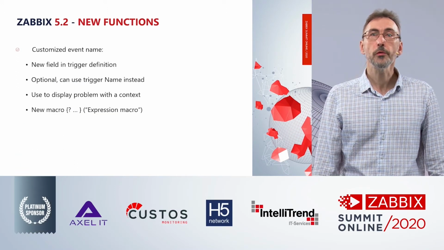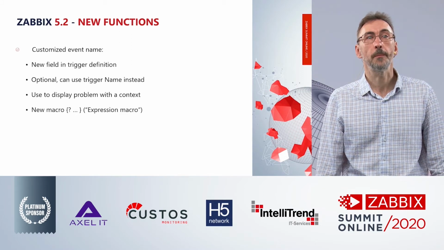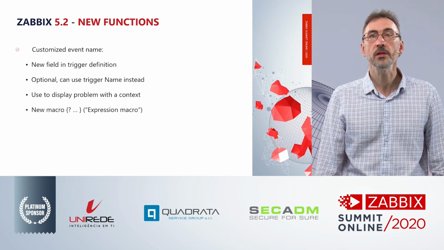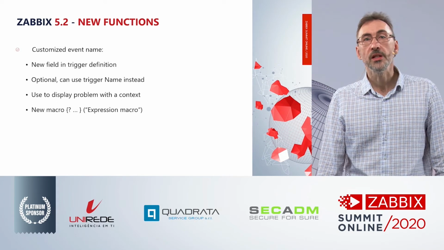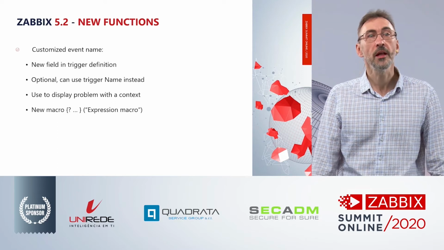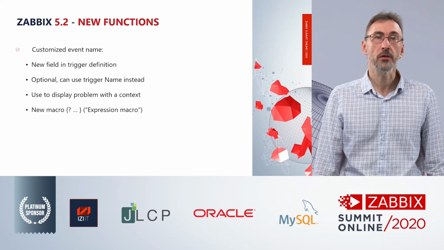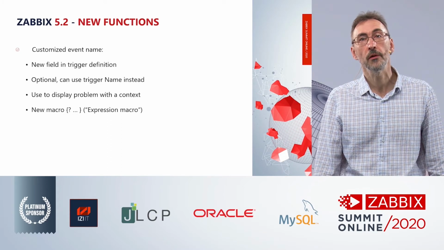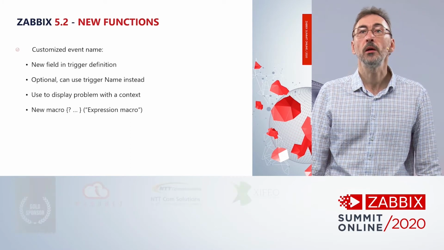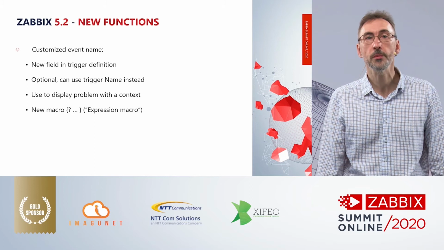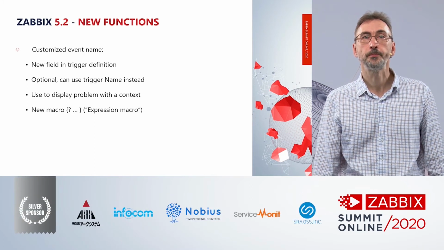In addition to the new trigger functions, we also added the ability to set a customized event name. The customized event name lets you fine-tune how the event looks in the Zabbix UI in screens like problems and problem widgets, and include trigger expression calculation results. This field is optional. You can continue using the trigger field name. There is also a new macro, brace question mark. It can be used for expressions inside the event name. We will talk about it later.